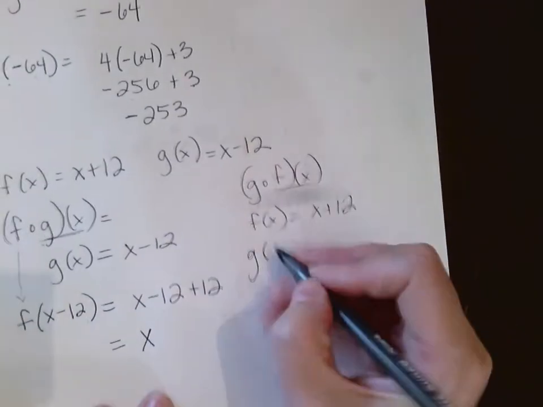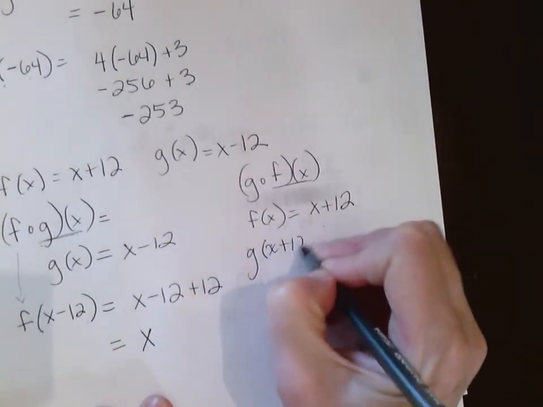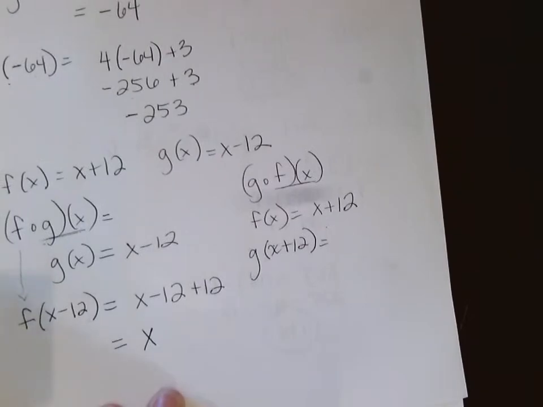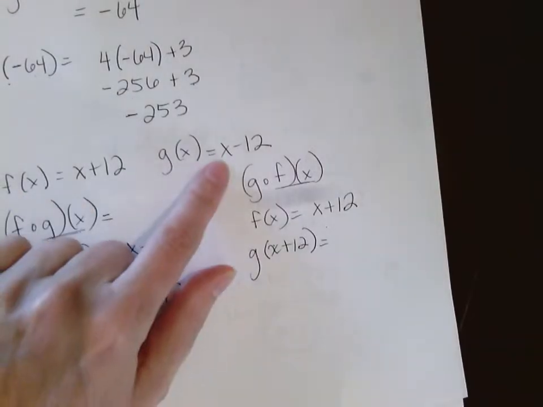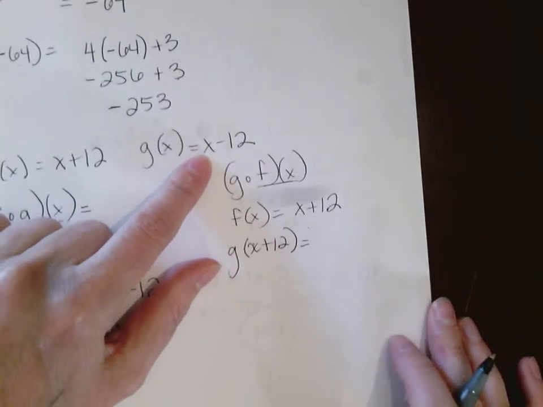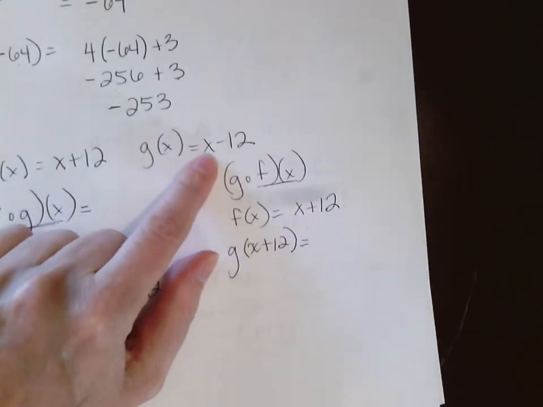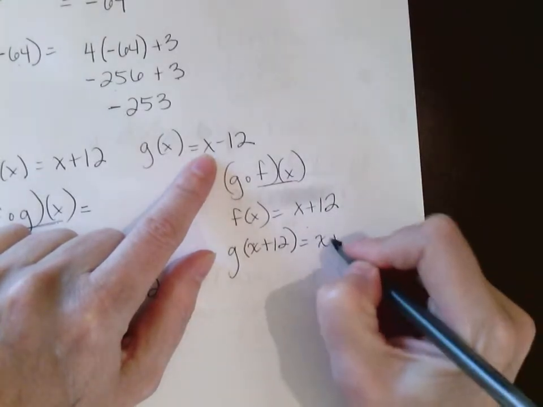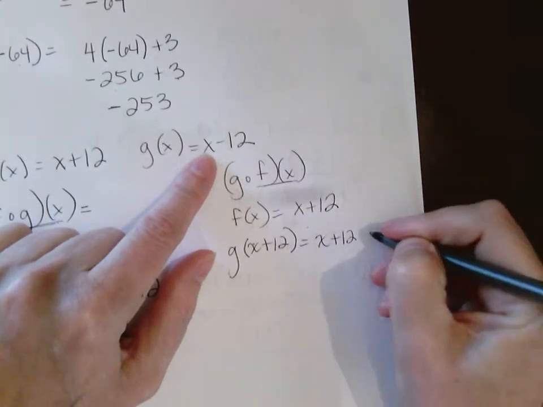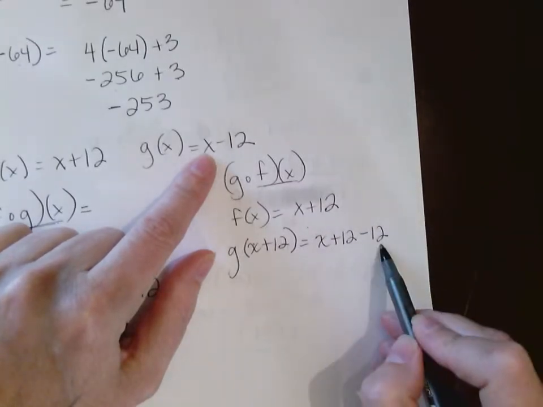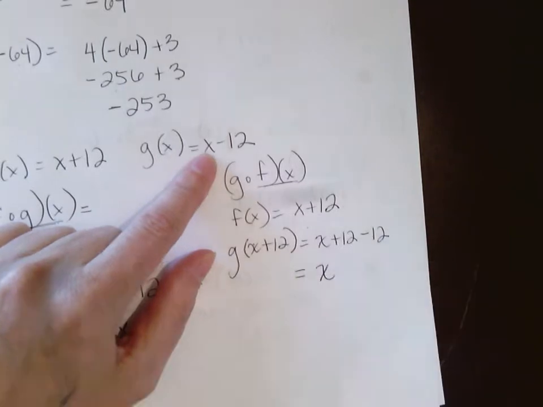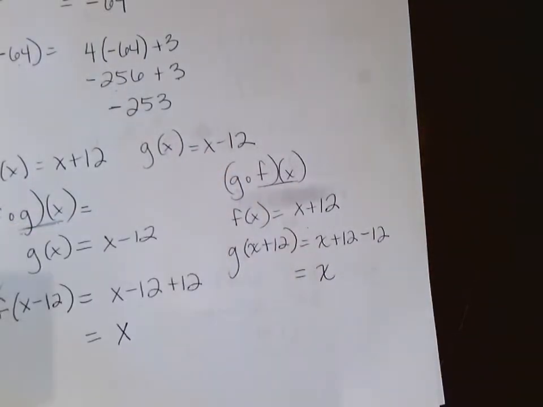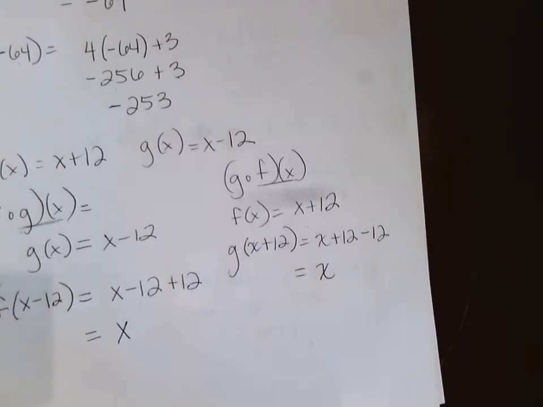So I'm finding g of x plus 12, which means go to your g function, and wherever you see an x, replace it with x plus 12. So again, right off the bat, I see an x. So I'm going to replace it with x plus 12. So I have x plus 12 minus 12. So the plus 12 minus 12 cancel, and again, I am just left with x. So let's look here. There are your answers. They both just ended up being x.